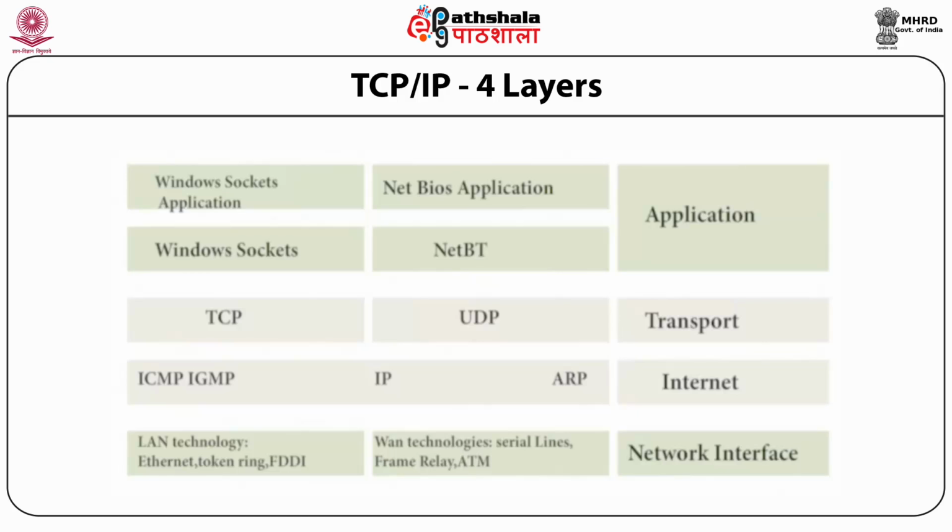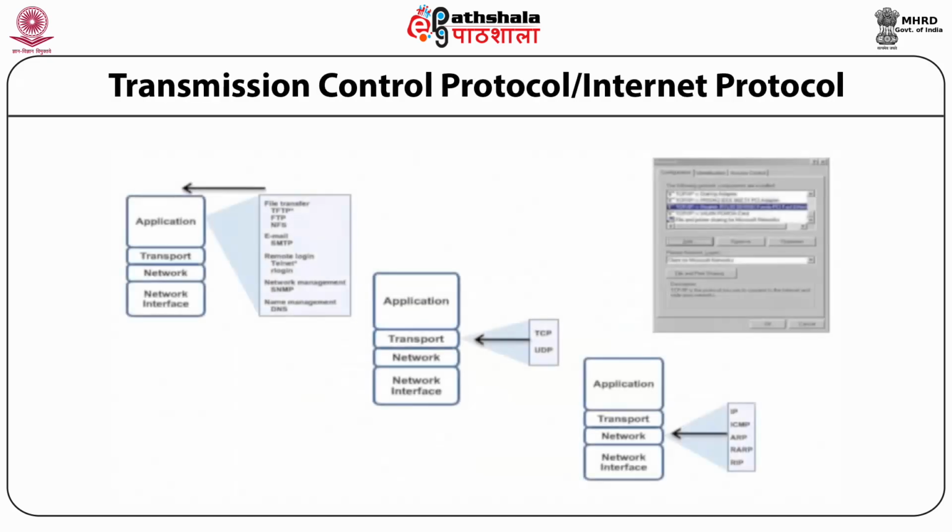The network layer is named the internet layer, where IP is given. Then the transport layer is there. We do not have the presentation and session layers here. Instead, it is Windows Sockets, NetBIOS. All these are called one layer, the application layer. So in TCP/IP, we have only 4 major layers instead of the 7 layers in the OSI model.